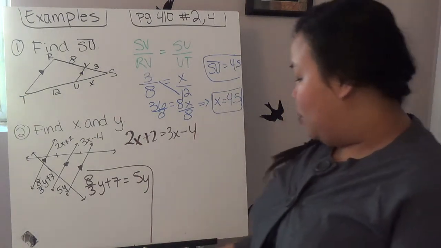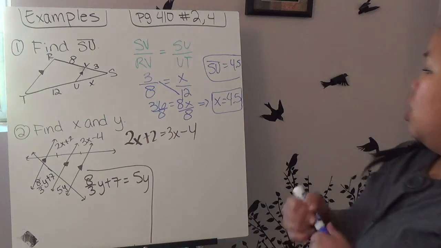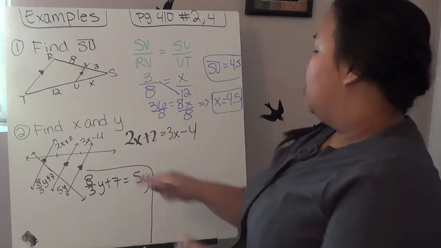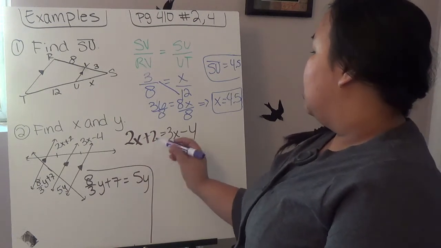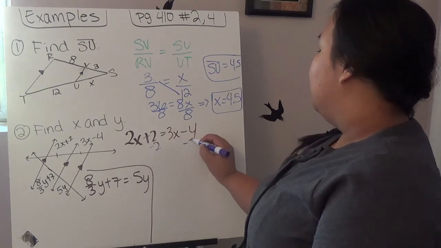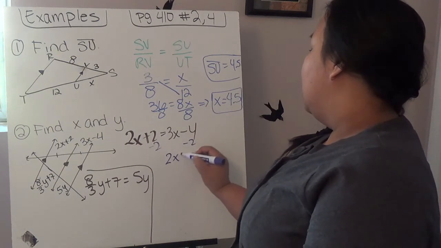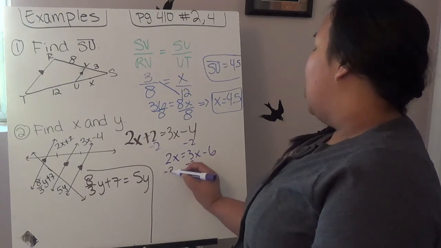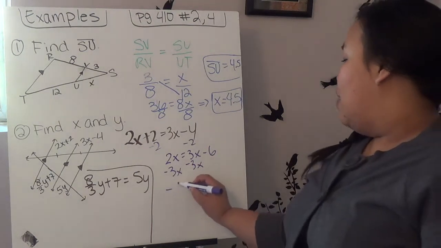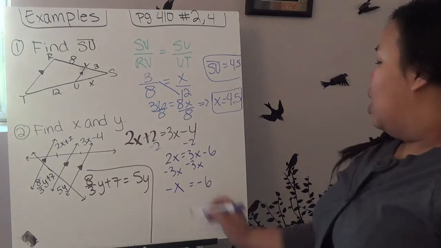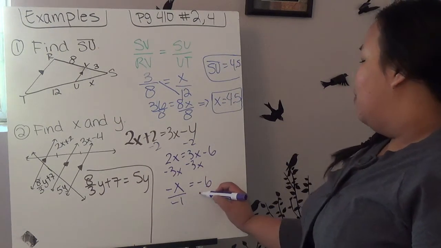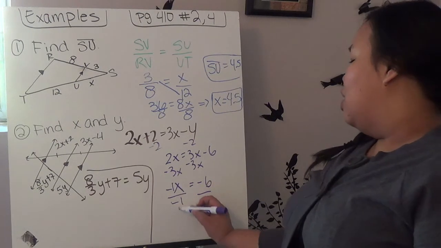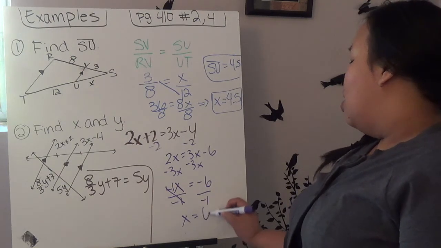Now, these are what I set up. After that, we're just dealing with algebra. Let's solve this one first. It's a little easier. I'm going to subtract both sides by 2. And I end up with 2x equals 3x minus 6. Then I'm going to subtract both sides by 3x. I end up with negative x equals negative 6. I divide both sides by negative 1, because my x cannot be negative, and this cancels out, so I end up with x equals positive 6.